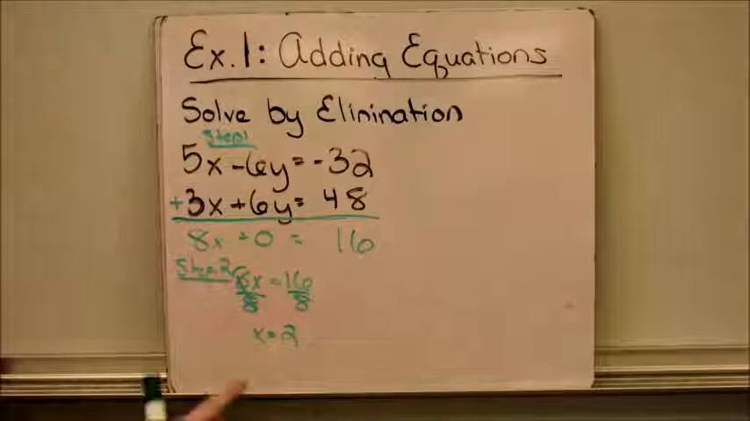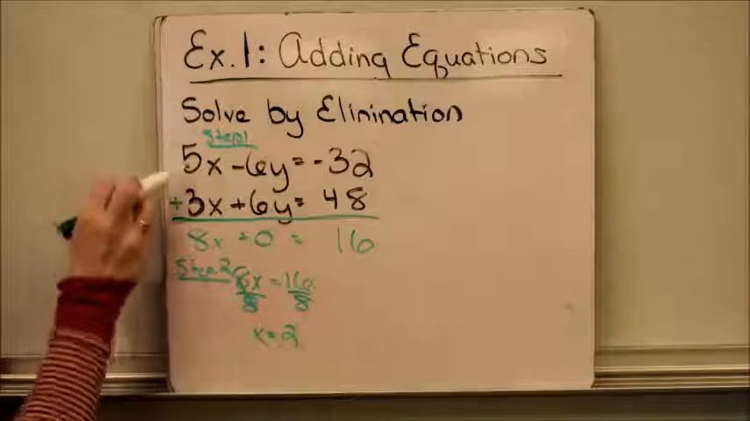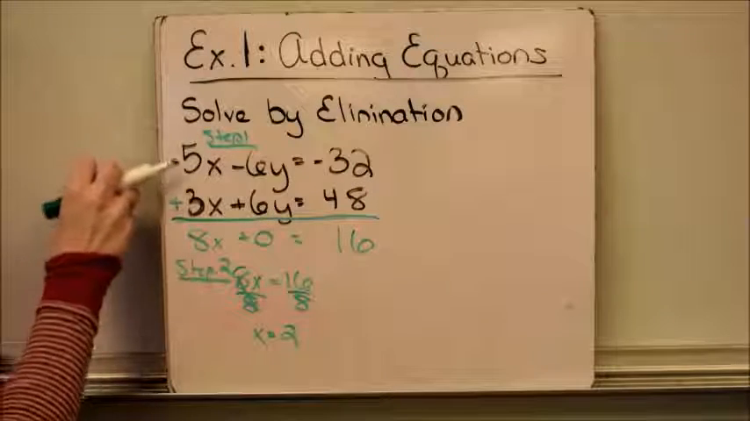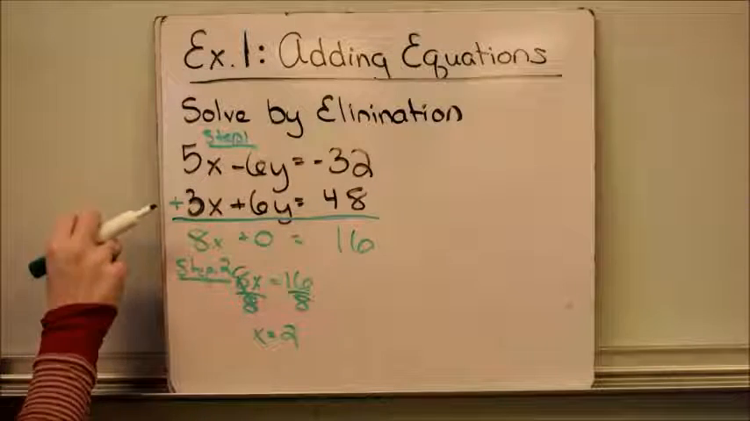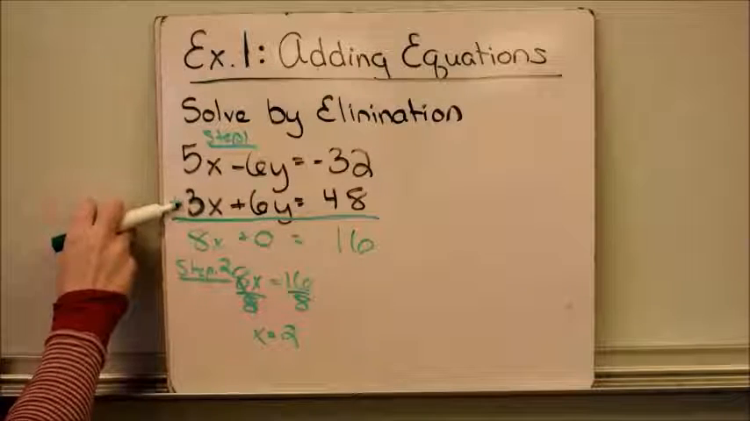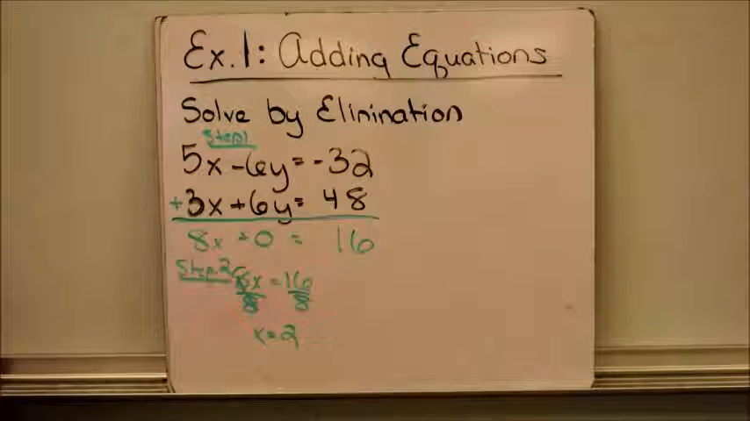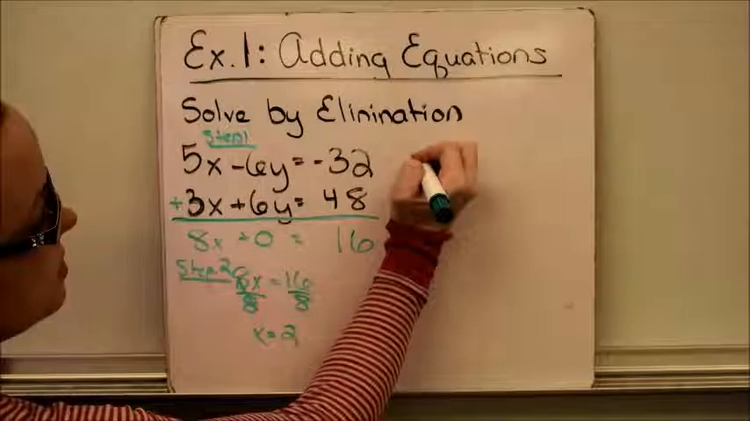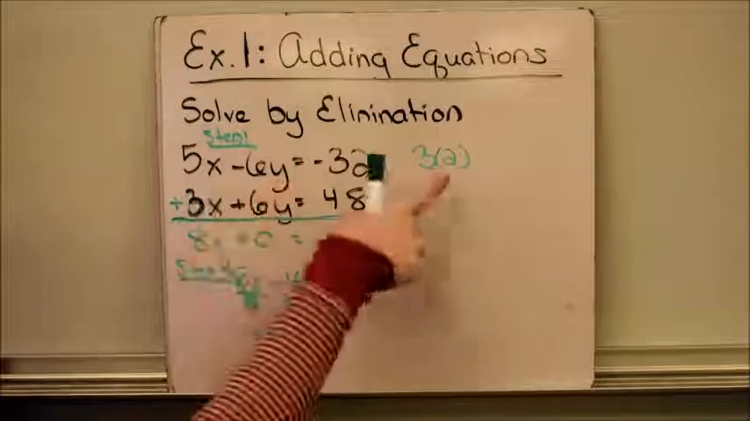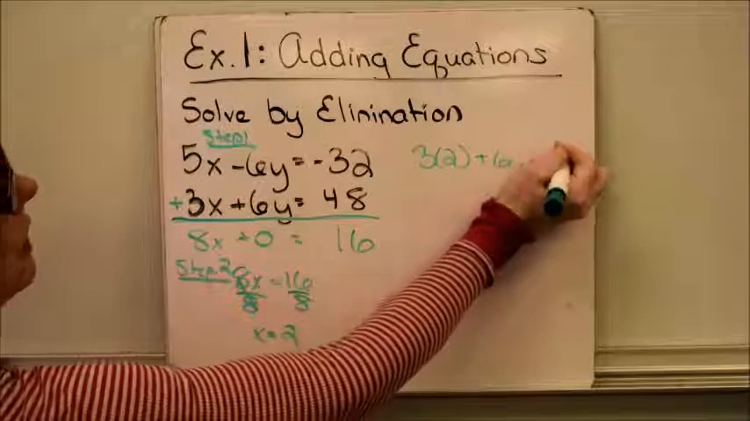Now that I have this, I'm going to plug it back into one of my two original equations. It doesn't matter which one. It really is just about which one you think is going to be easier. I like this second one because there's no negatives in it. It's all positives, and I think positives are just easier to work with. So over here I'm going to write 3 times 2, replacing x with 2, plus 6y equals 48.